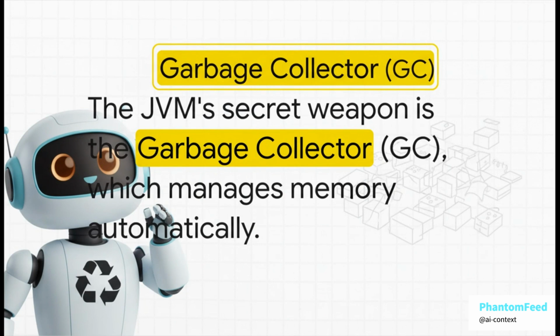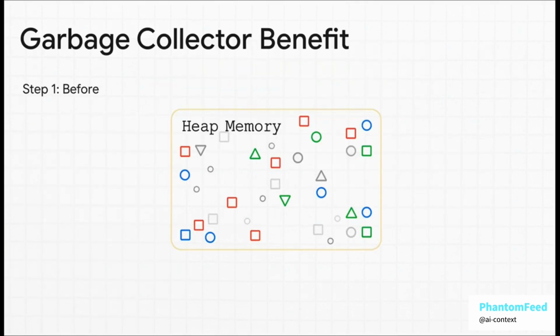Now, what's really cool about this whole system is how the JVM keeps that heap memory from becoming a total mess. And it does that using a secret weapon, something called the garbage collector. Honestly, this is a total game changer. The garbage collector just runs quietly in the background, finds any objects in the heap that your code isn't using anymore, and poof, it automatically gets rid of them. This means you don't have to worry about manual memory management, which is a huge source of bugs and headaches in other languages. It is a massive, massive advantage when you're just starting out.